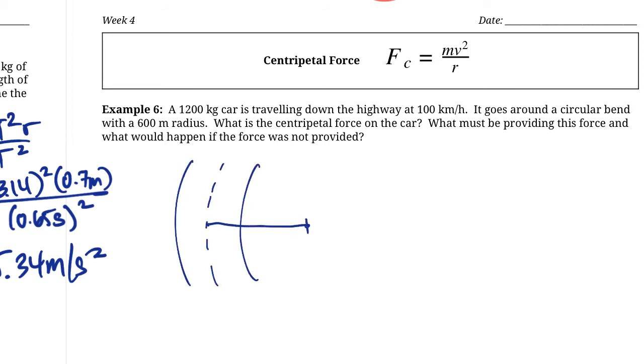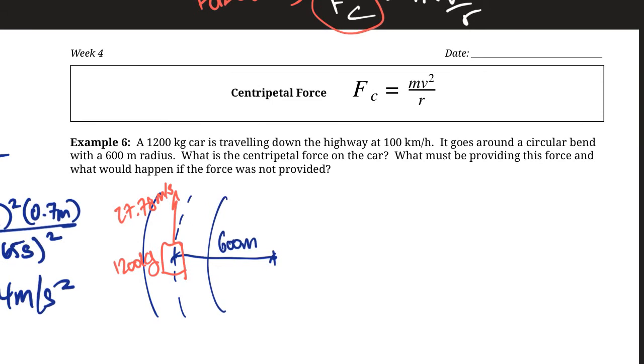So the radius of this curve is 600 meters, right? And we know the car, this time we're given the mass of the car. Notice you need the mass to be able to find the force. And we know the speed of the car is 100 kilometers per hour. And if you remember from the last one, that comes up to 27.78 meters per second. Okay, that's for the speed. So that's all we need, right, to be able to calculate the centripetal force.